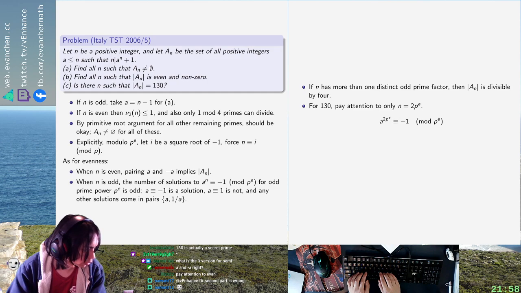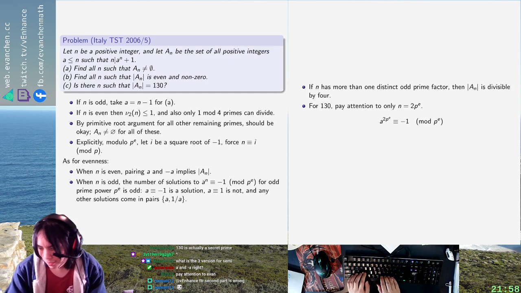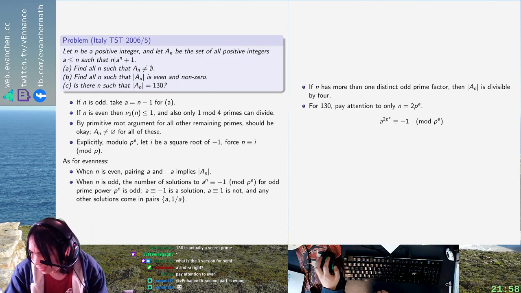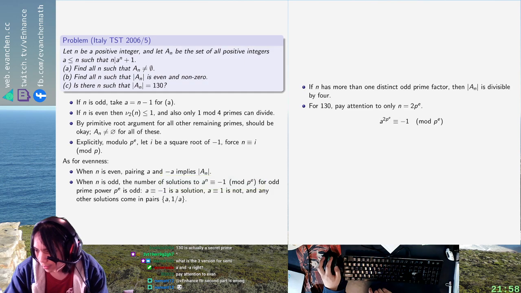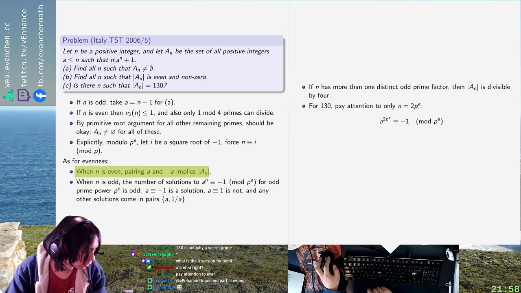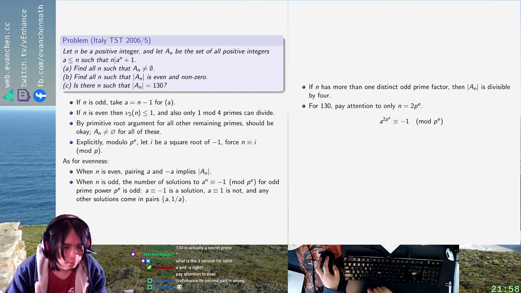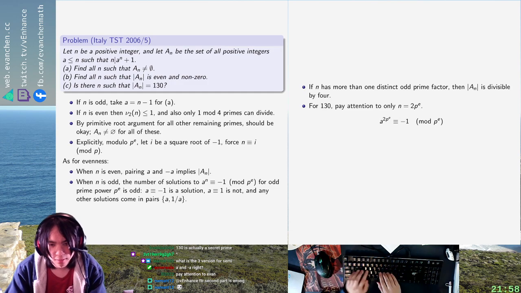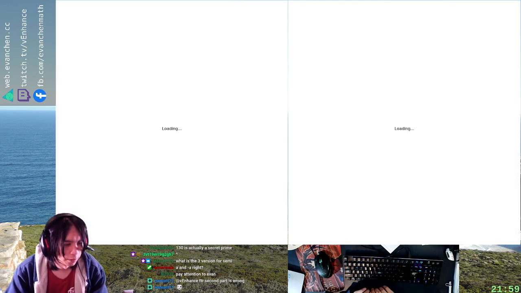The second part is wrong. Wait, what? Wait, what did I screw up? Is it like n equals what, 2 or something? Here? Or did I make a bigger mistake?